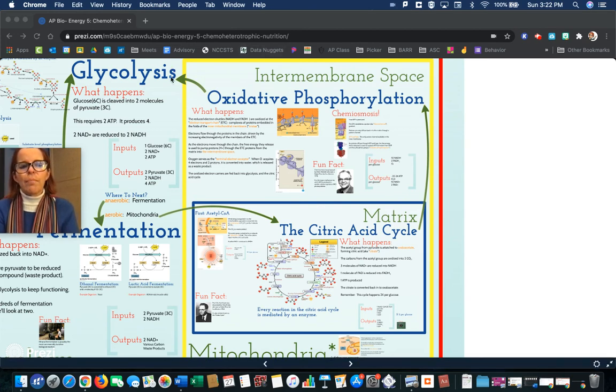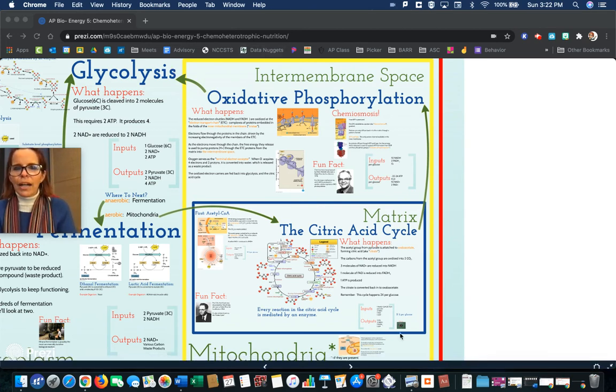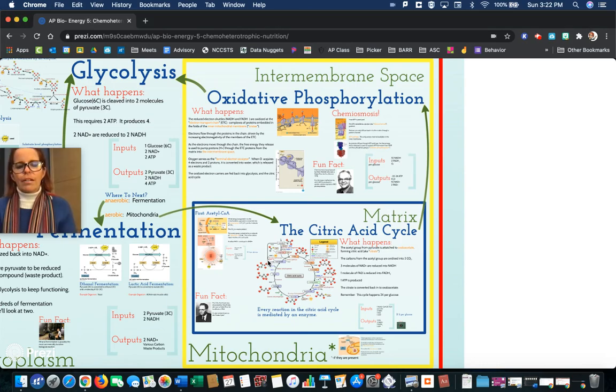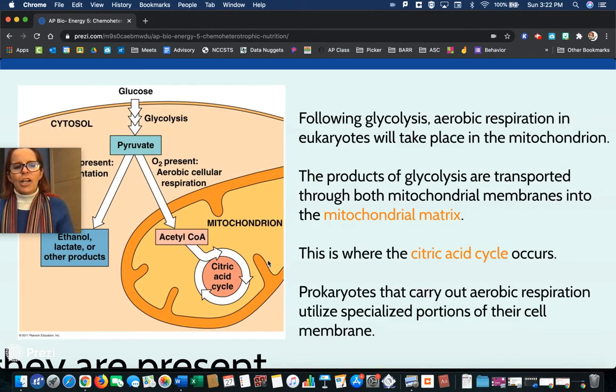So look at our diagram. The yellow is the outer membrane of the mitochondria. The blue is the inner membrane of the mitochondria. So it's going to get transferred to the inside matrix, that's the fluid, of the mitochondria. So let's take a look. Try that again. And we're going to go inside.